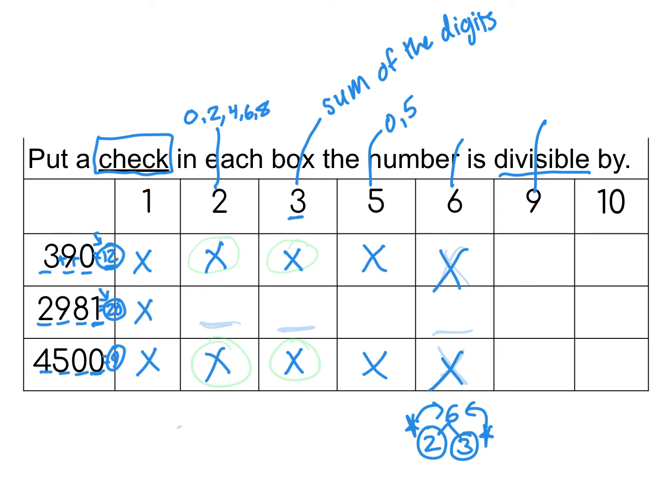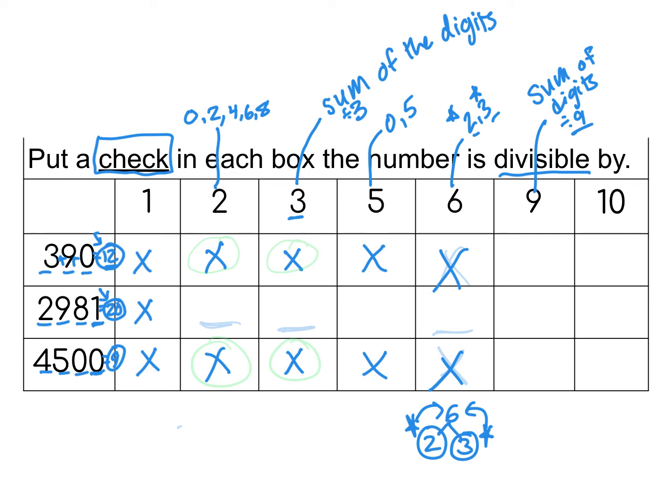All right. Moving on to number 9. So for 6, if it worked for 2 and 3, it works for 6, but it has to work for both. 9 is the same thing. The sum of the digits has to be divisible by 9. So for 3, it had to be divisible by 3. For 9, it has to be divisible by 9, which means if it worked for 3, it won't necessarily work for 9. We have to check.